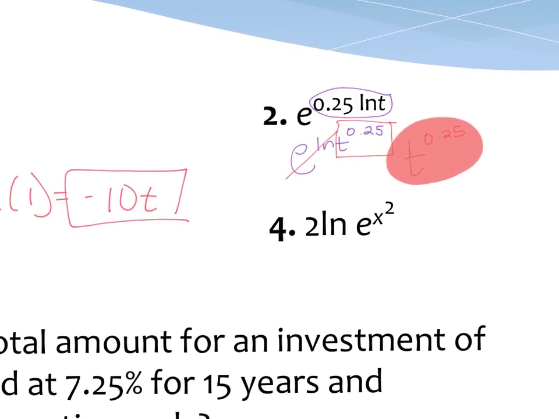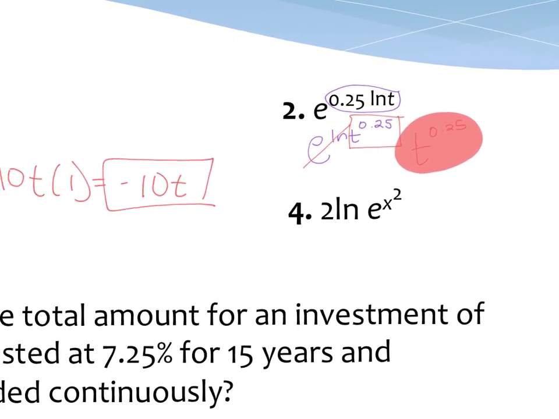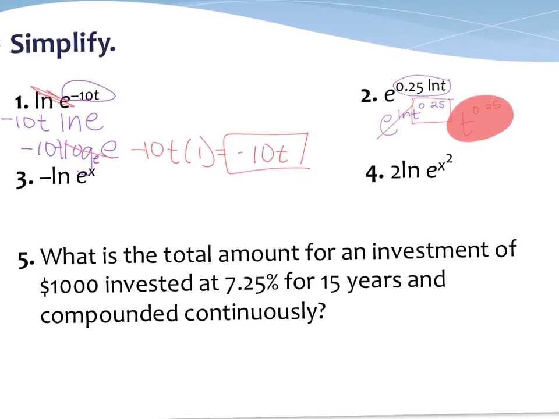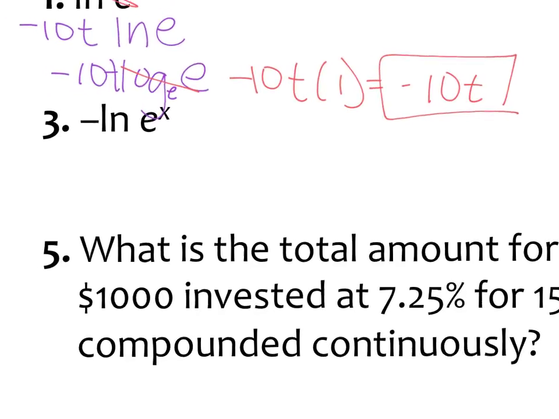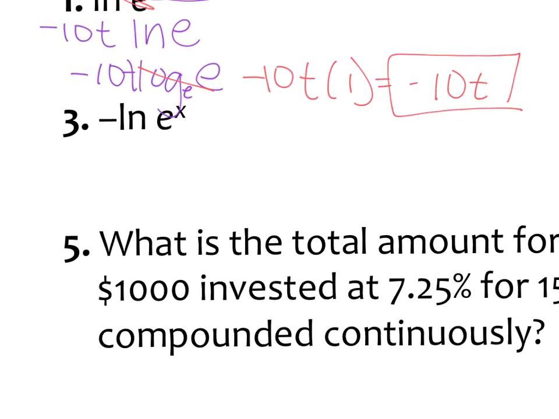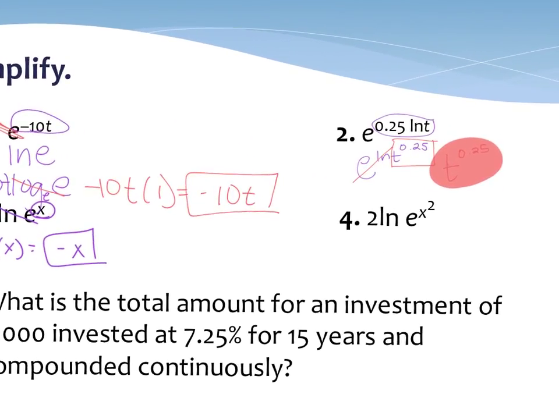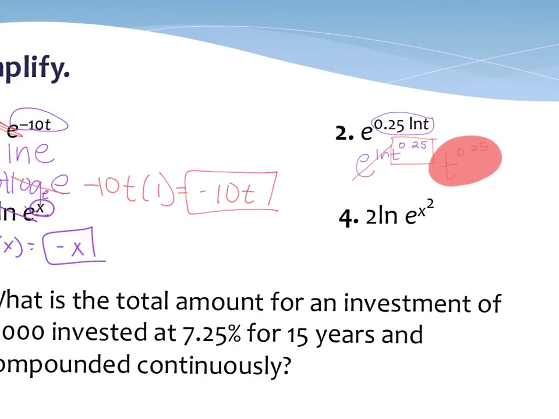So ln of e is going to cancel and leave you the exponent. E to the ln cancels and leaves you with the exponent. But you have to move that 0.25 first, because I need the ln and the e to be next to each other. Okay, so now ln of e, we know I would cancel through this and leave the exponent of x. And then this would be negative 1 times x, which is just negative x. T to the 0.25. So the 0.25 has to become the exponent on the t.